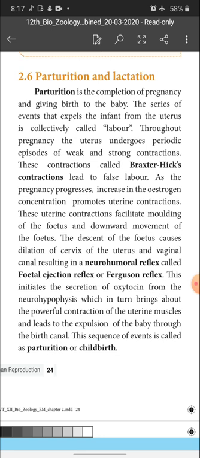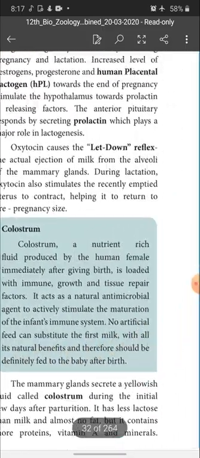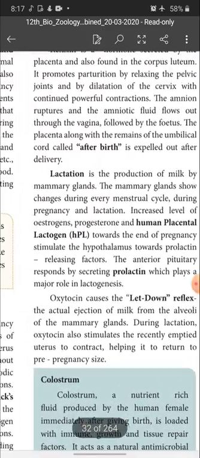Next to the vaginal dilation, what happened? Another hormone is released. The name of the hormone is oxytocin. Who released that? The neurohypophysis of the pituitary, which in turn brings out the powerful contraction of the uterus. This powerful contraction and relaxation of the uterus expels the fetus from the uterus. This sequence of events is called parturition or childbirth. Okay. Hope you could understand this, children.